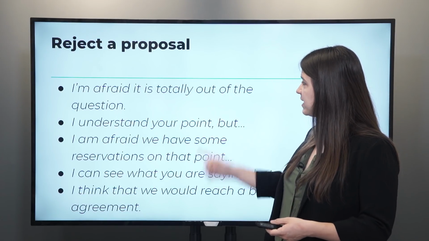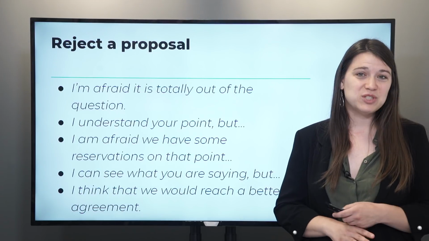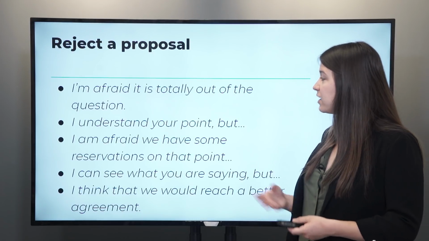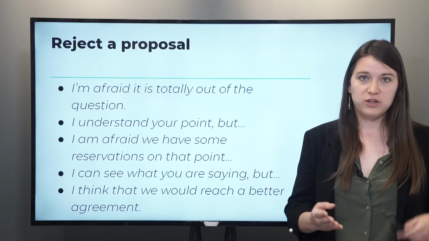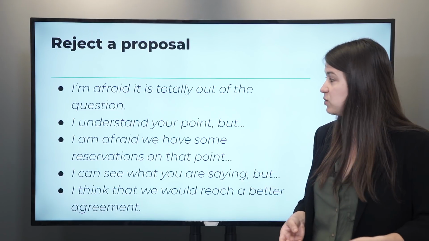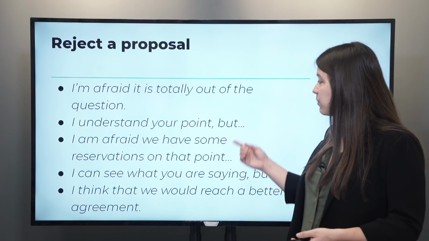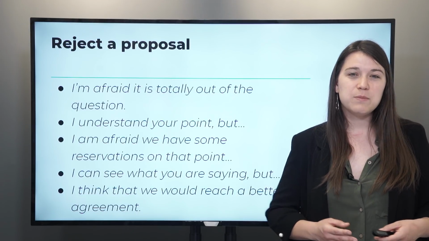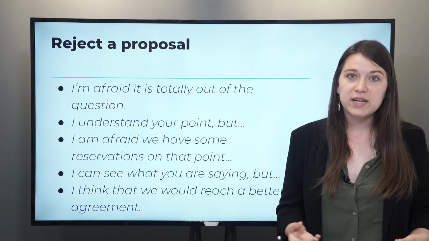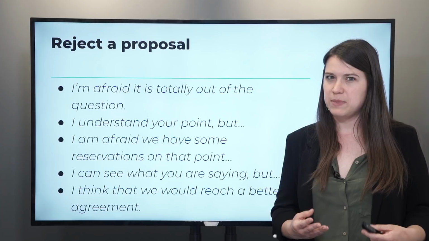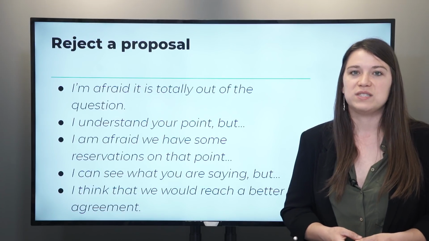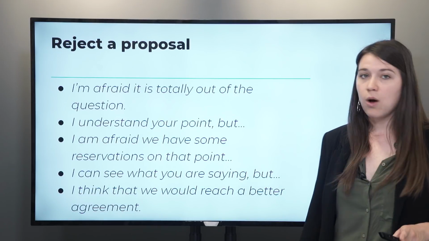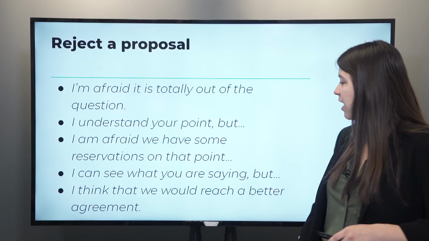For example, I'm afraid it is totally out of the question, which means I'm sorry, I cannot accept what you have just offered. Okay, I understand your point, but... Okay, so then you give them the reasons why you cannot accept this, why you have to reject the proposal. I'm afraid we have some reservations on that point. So if you have reservations about something, it means that there are certain points that you are worried about, that you're not sure about. If you have reservations, it means you're not 100% okay with what's been suggested. Okay, another example, I can see what you're saying, but... or I think that we would reach a better agreement.